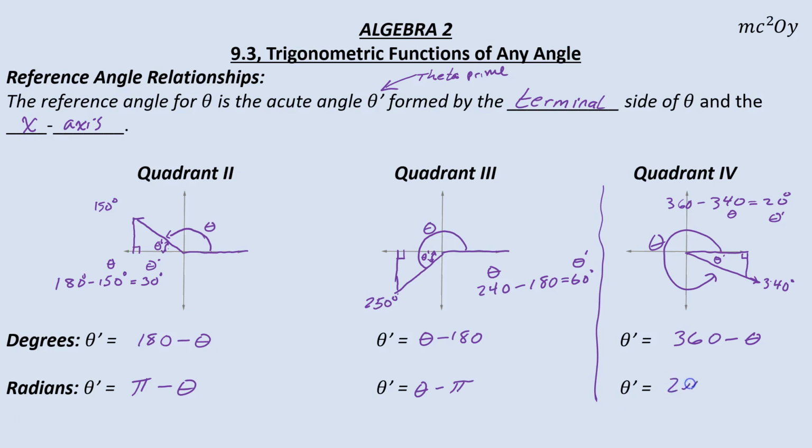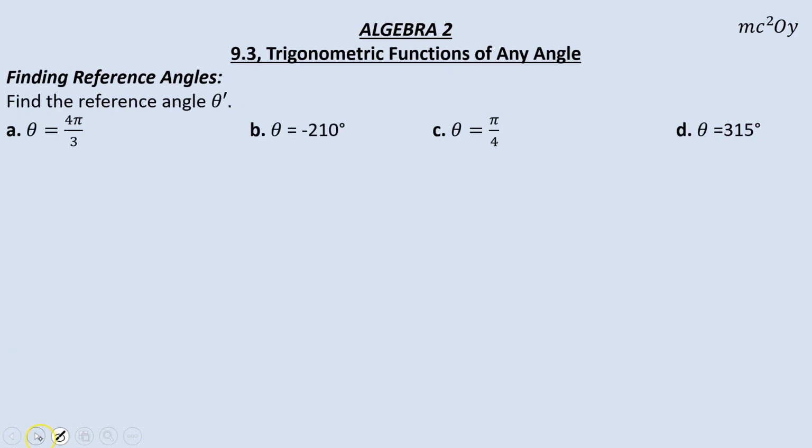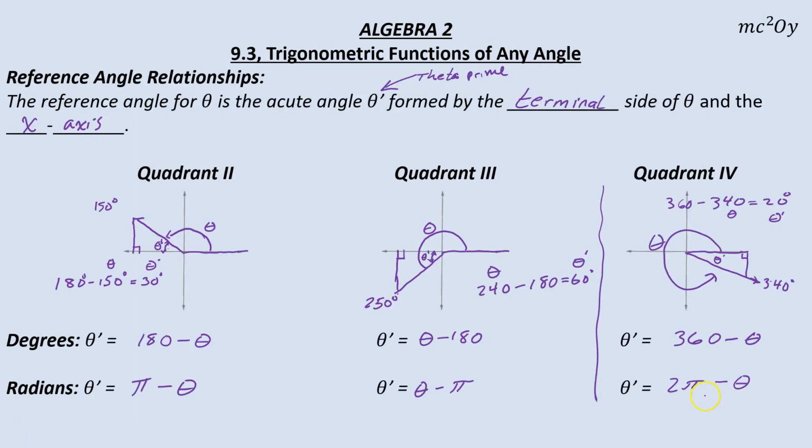Okay, so it'll be at 2 pi minus theta. All right, so let's go ahead and use that now. Find the reference angle, theta prime. Well, I am going to do that. If I'm in radians, I'm going to use my radian formula. If I'm in degrees, I'm going to use my degree formula.